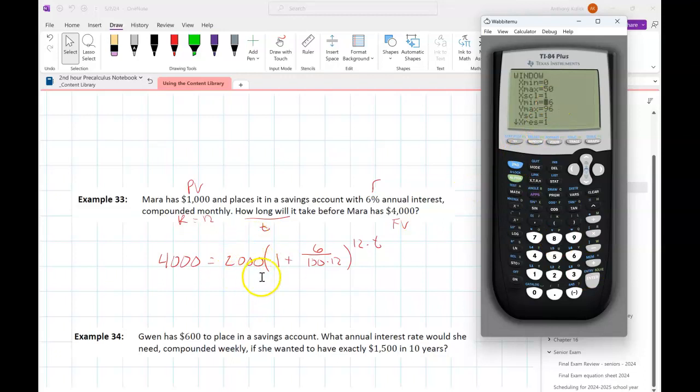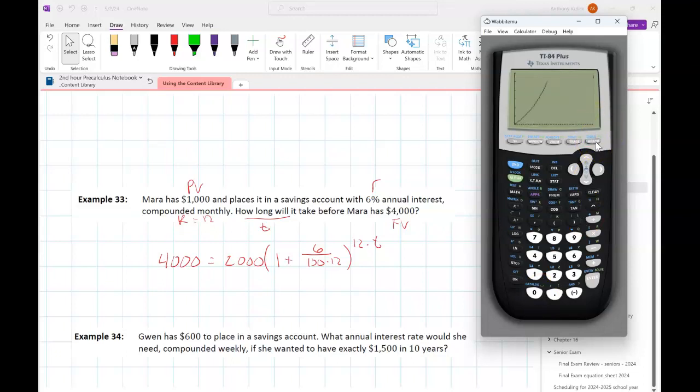The Y minimum is going to be 2,000. That's the least amount of money we're ever going to have in our account. The Y max, I want it to be bigger than 4,000. I'm just going to pick like 8,000 or something. It doesn't really matter as long as it's at least 4,000.